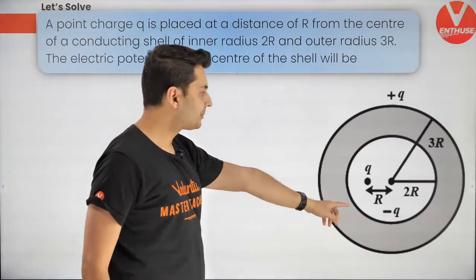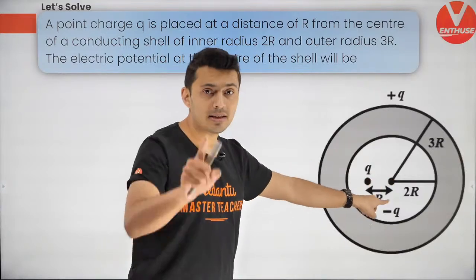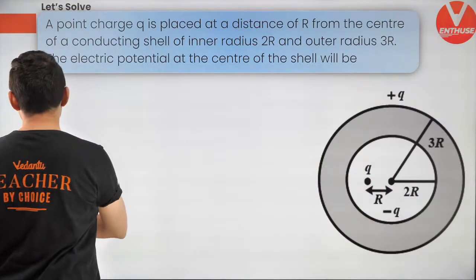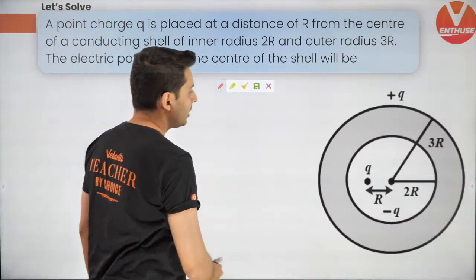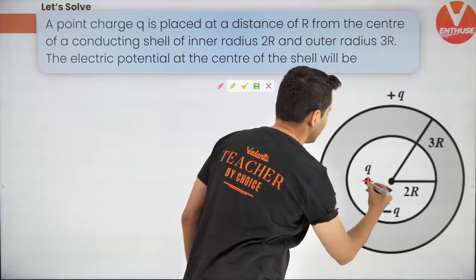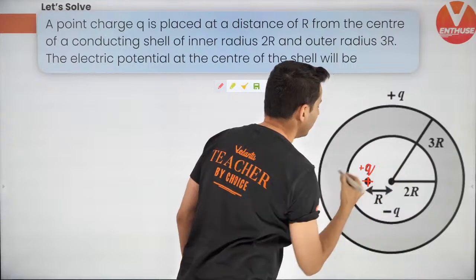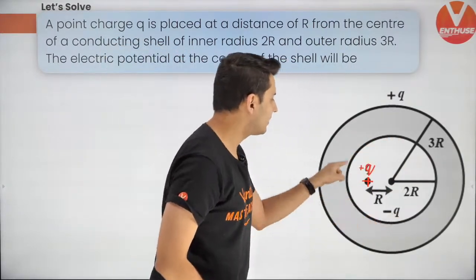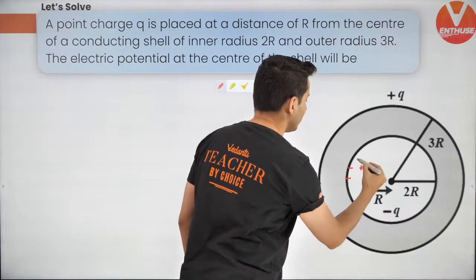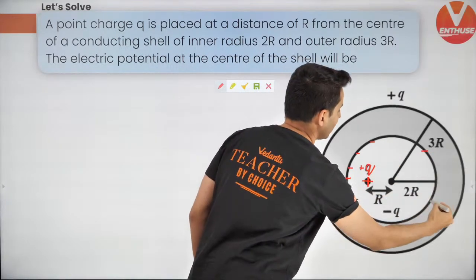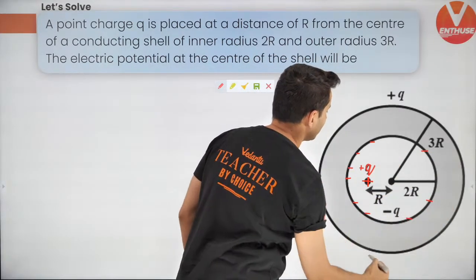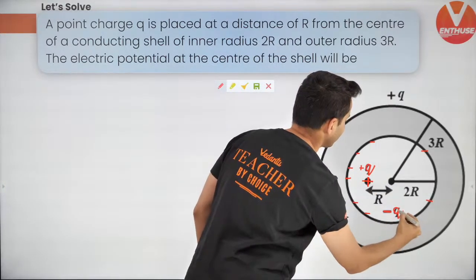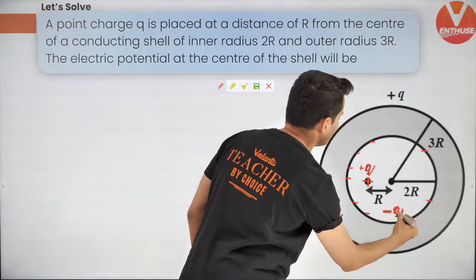First, let's visualize it. There is a charge at a distance r from the center. Now, because of this positive charge plus q over here, guess what is going to happen, guys? You are going to see induced charges on the inner surface, something like this. That induced charge is going to be minus q.